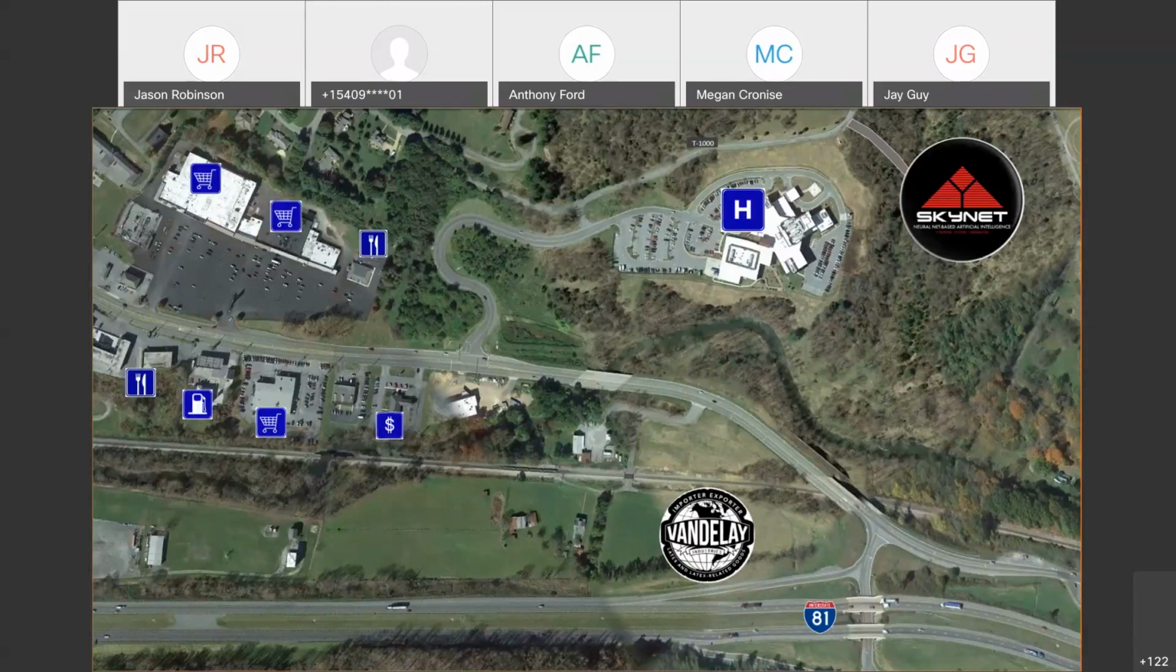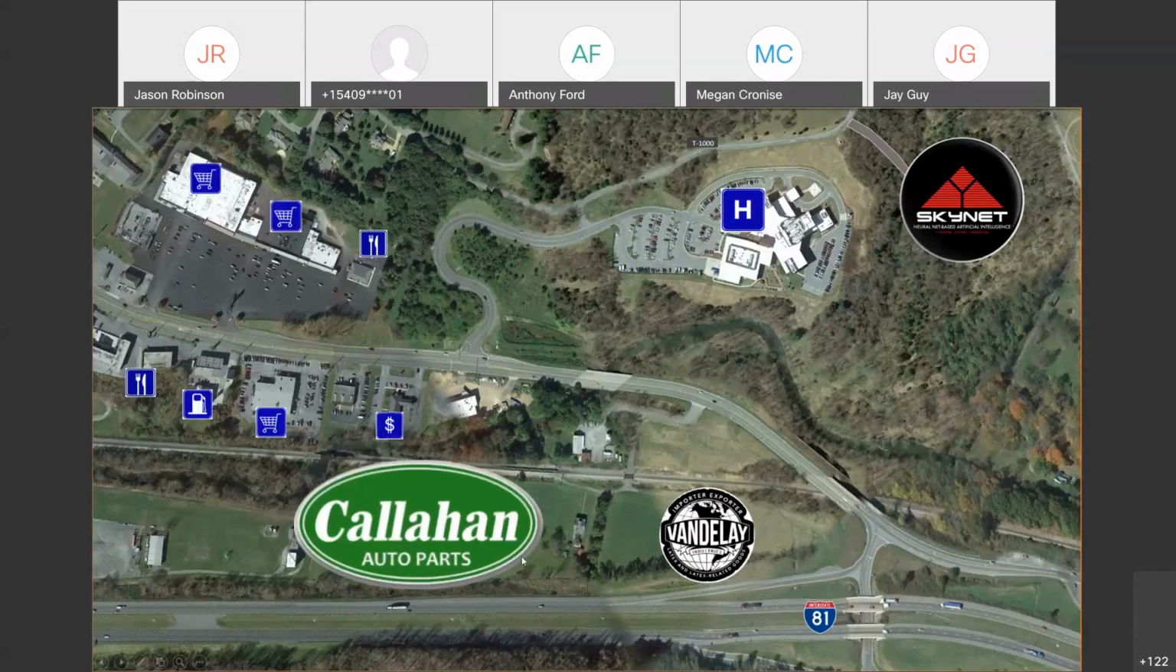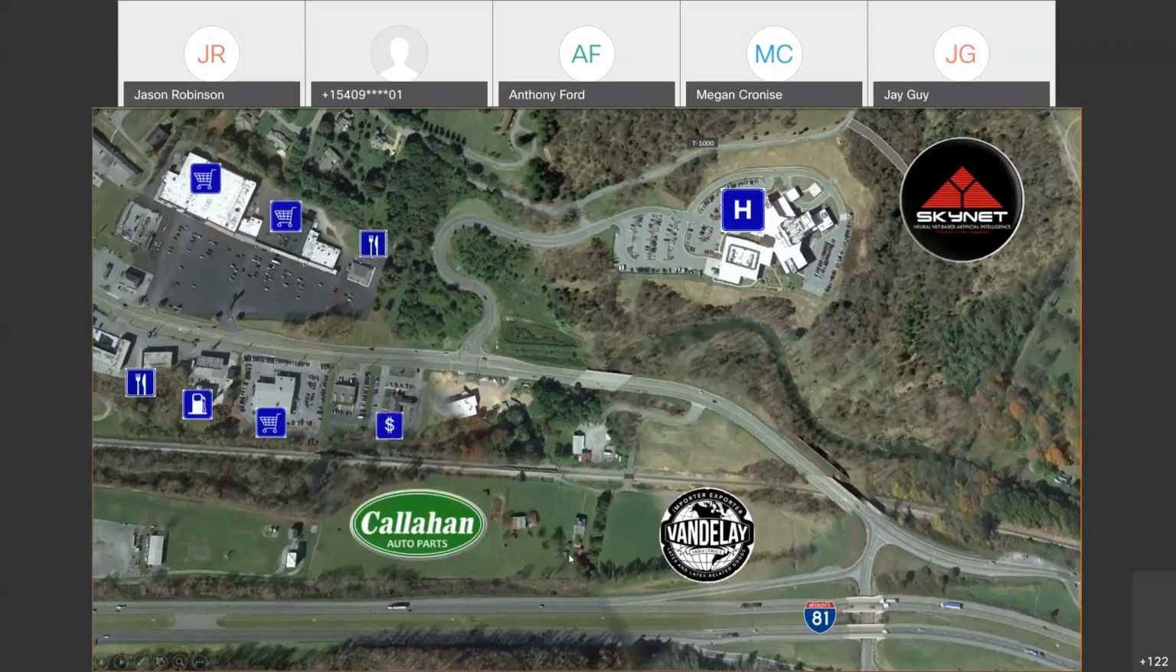Some of you may be familiar with that company, and also an automotive company, Callahan Auto Parts, wanted to develop. Both of these are highly visible plots of land right next to 81 with good access for shipping. One of the first things they encountered is there's only one point of egress and ingress across the railroad tracks. There's going to need to be some significant upgrading to that crossing to get these folks where they need to go.